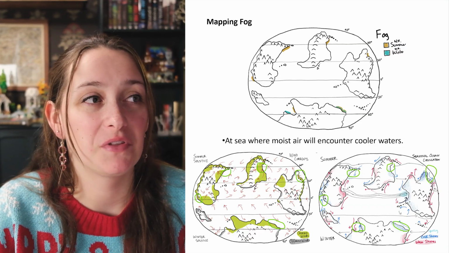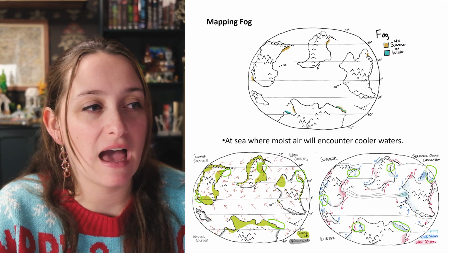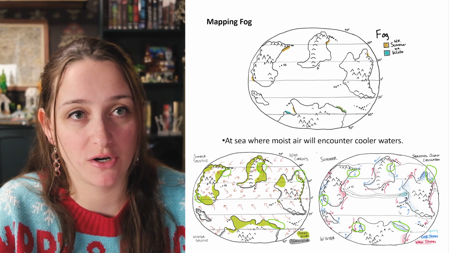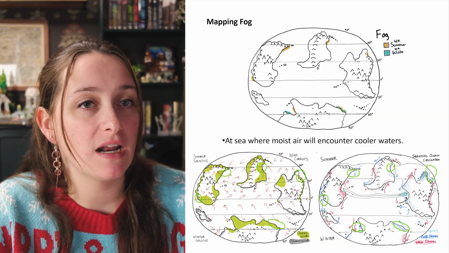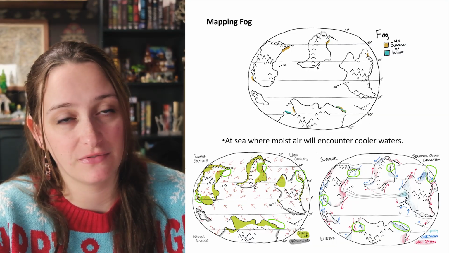All right, so first, we're going to be looking at the sea, out at sea, off the coasts, where moist air will encounter warmer waters. So you're going to look at your wind current and ocean circulation seasonal maps. I only have the northern summer hemisphere ones here.